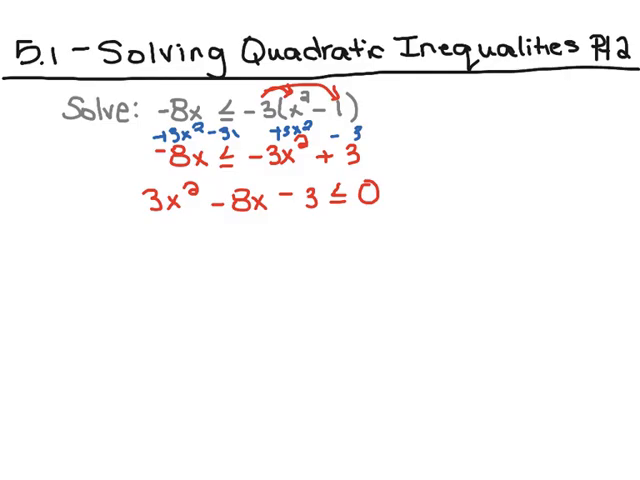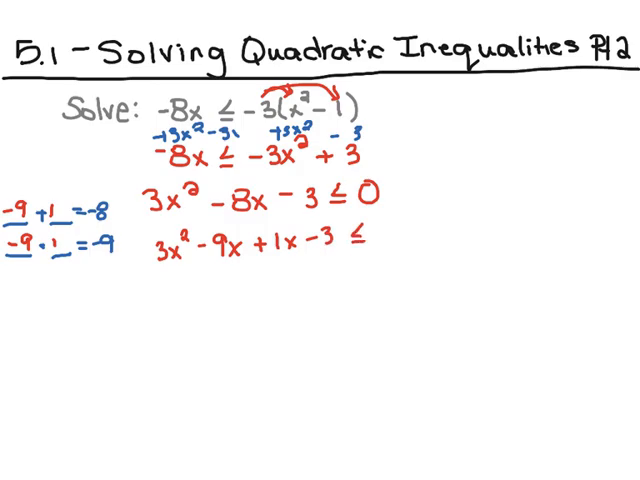Now we're going to factor. So blank plus blank equals negative 8. Blank times blank equals negative 9. Our two numbers will be negative 9 and positive 1. So we have 3x squared minus 9x plus 1x minus 3 is less than or equal to 0.